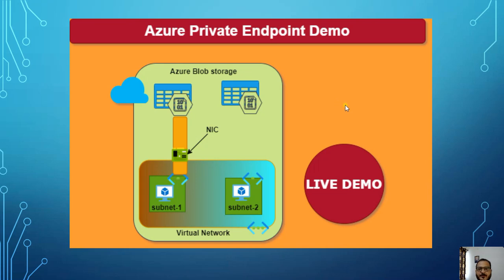So in this video we are going to discuss how we can configure a private endpoint. What we are going to do in this video is create a virtual network and a virtual machine, and on that virtual machine we are going to install Azure Storage Explorer, and we are going to create a storage account. Then we will create a private endpoint for a blob storage. So let's see how we have to configure the private endpoint for a storage account.